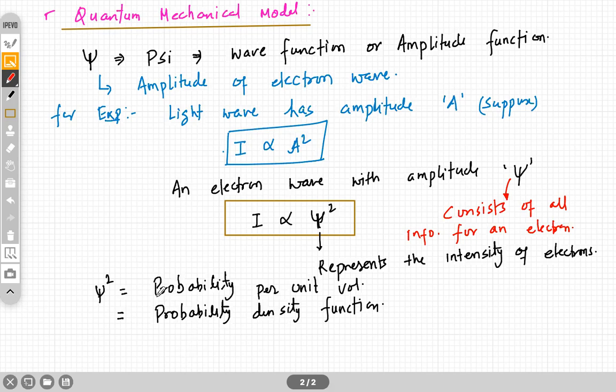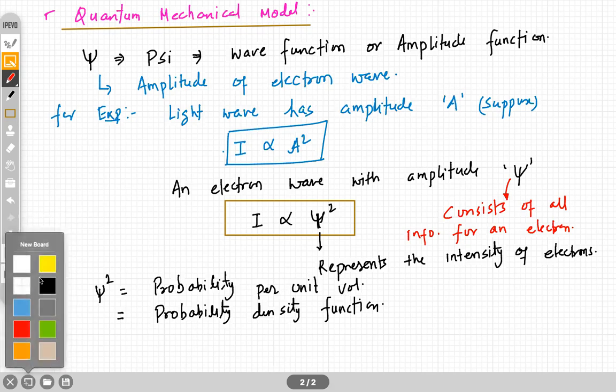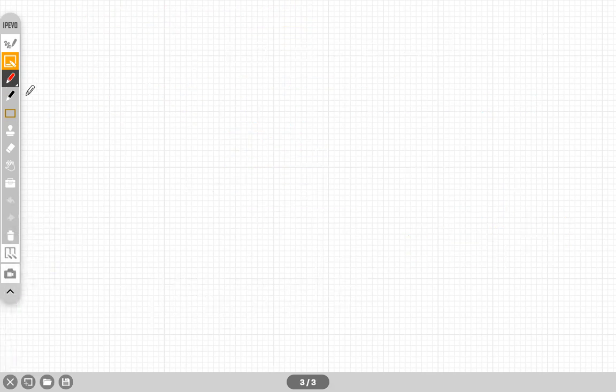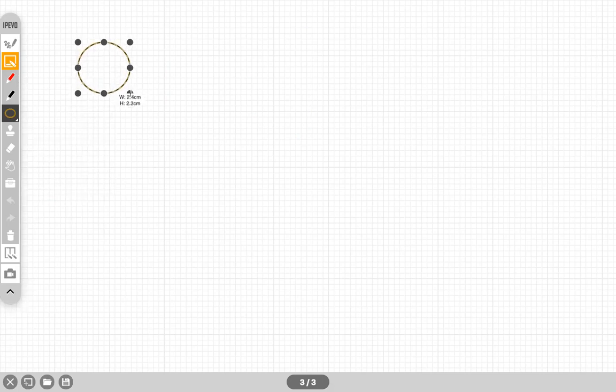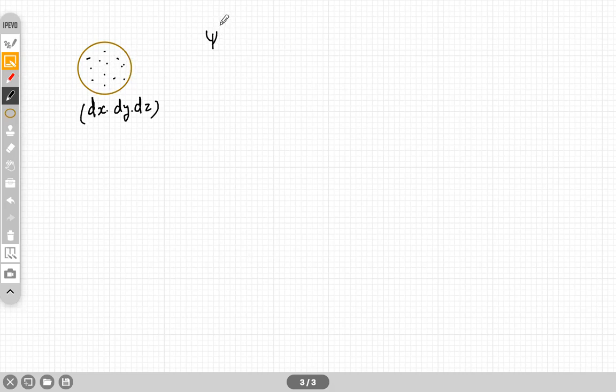Another point, it is probability per unit volume. So suppose psi square is probability per unit volume. Suppose we have a very small volume we are considering. This is the volume, and the volume is a three-dimensional thing, right? So if a very small volume we assume, that is dx into dy into dz. Very small volume. So psi square, we have already seen, is probability per unit volume.